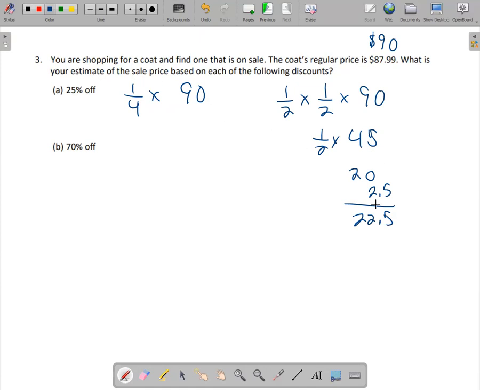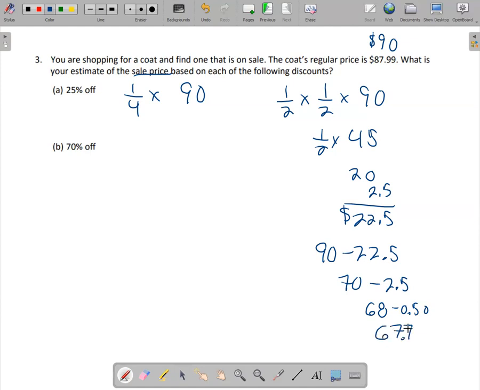So let's see. Did I answer the question? The answer is no. This question is, what is your estimate of the sale price? I just found the discount. This is 22.50 off. So now I've got to say, all right, what's 90 minus 22.50? So let's see, 90 minus 20 would be 70. Then we take off $2.50. That's going to take us into the 60s. So 68 would be $2 off. Take another 50 cents off. So I'm thinking 68 minus 50 cents is going to be 67.50.